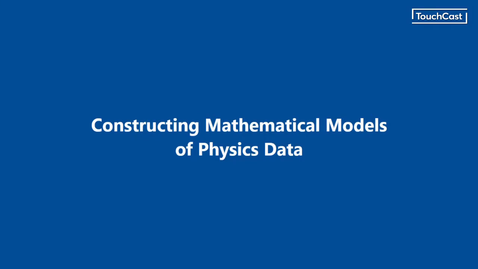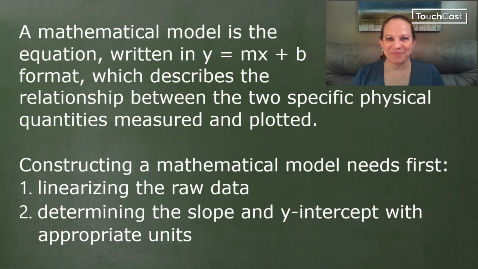I'm here today with part 3 in my 4-part series on data handling, analysis, and interpretation for introductory physics labs. In part 1, we learned about interpreting slopes and intercepts. In part 2, we learned about linearization and other kinds of relationships that aren't linear. And today we're going to learn about constructing mathematical models of physics data.